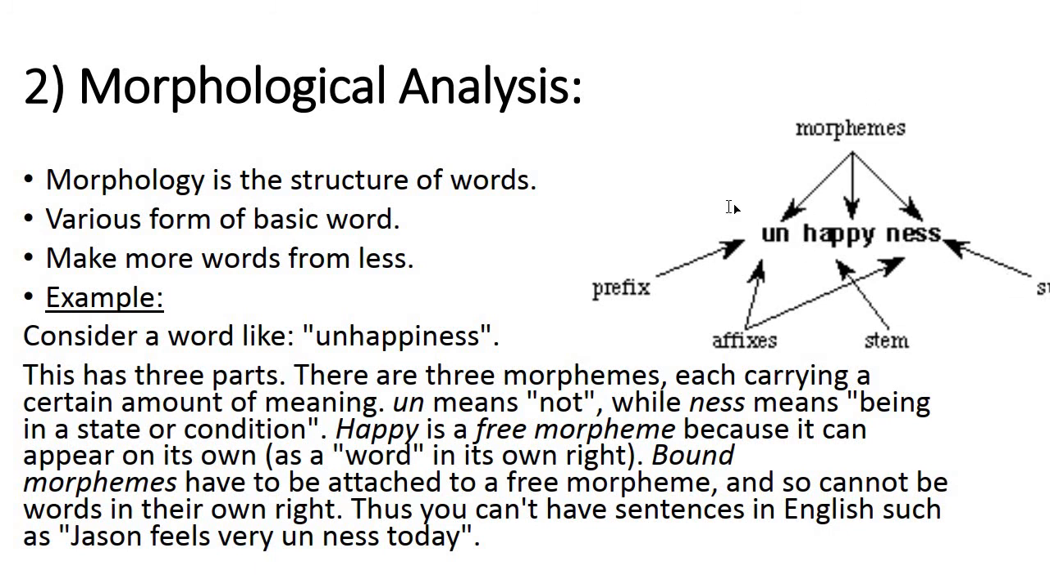So kita tahu unhappiness is a form, ada 3 morphemes, which is un, happy, ness. So this has 3 parts. There are 3 morphemes, each carrying a certain amount of meaning. Un means not, while ness means being in a state or condition. So happy is a free morpheme because it can appear on its own. And then there are bound morphemes, which have to be attached to a free morpheme and so cannot be words in their own right. Thus, you can have sentences in English such as Jason feels very honest today.